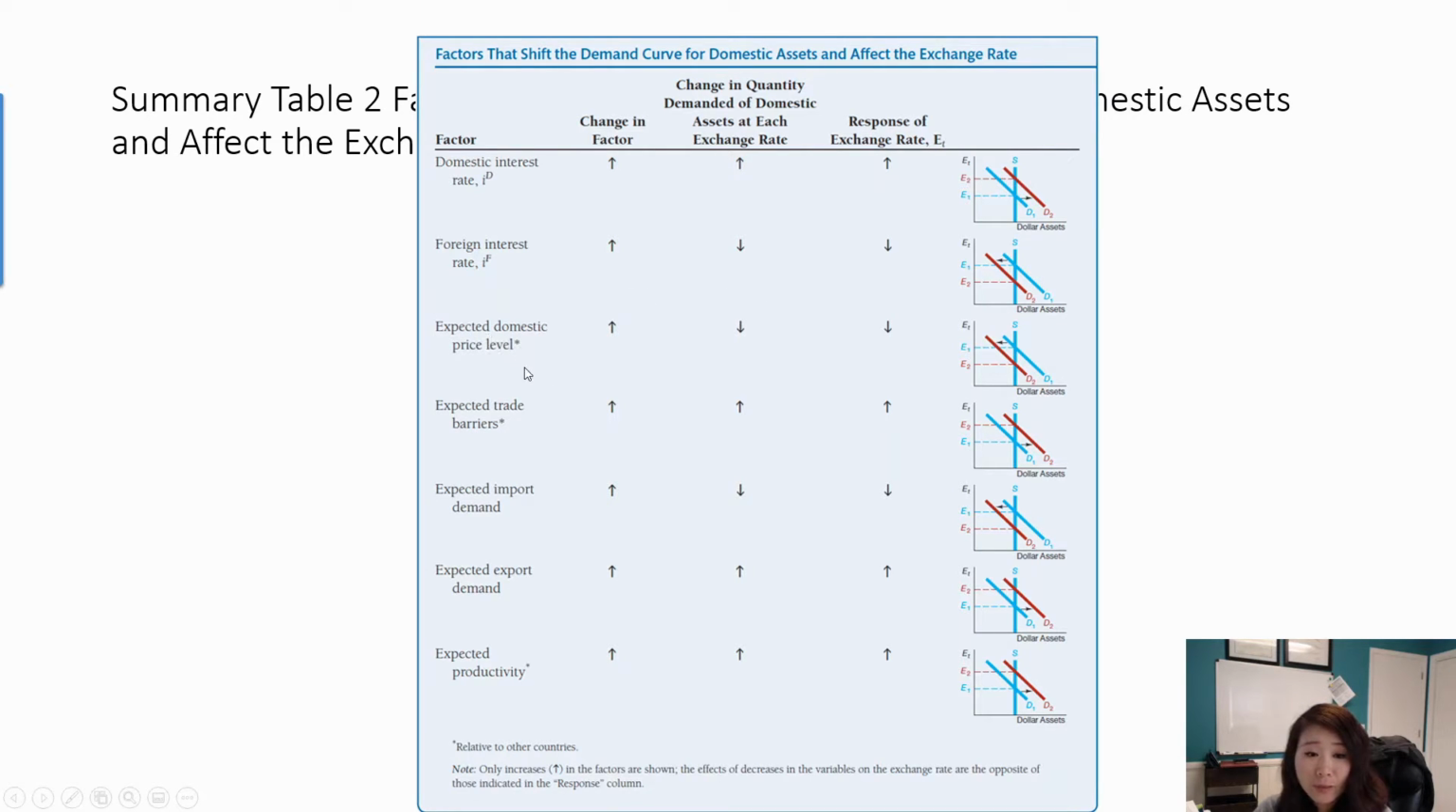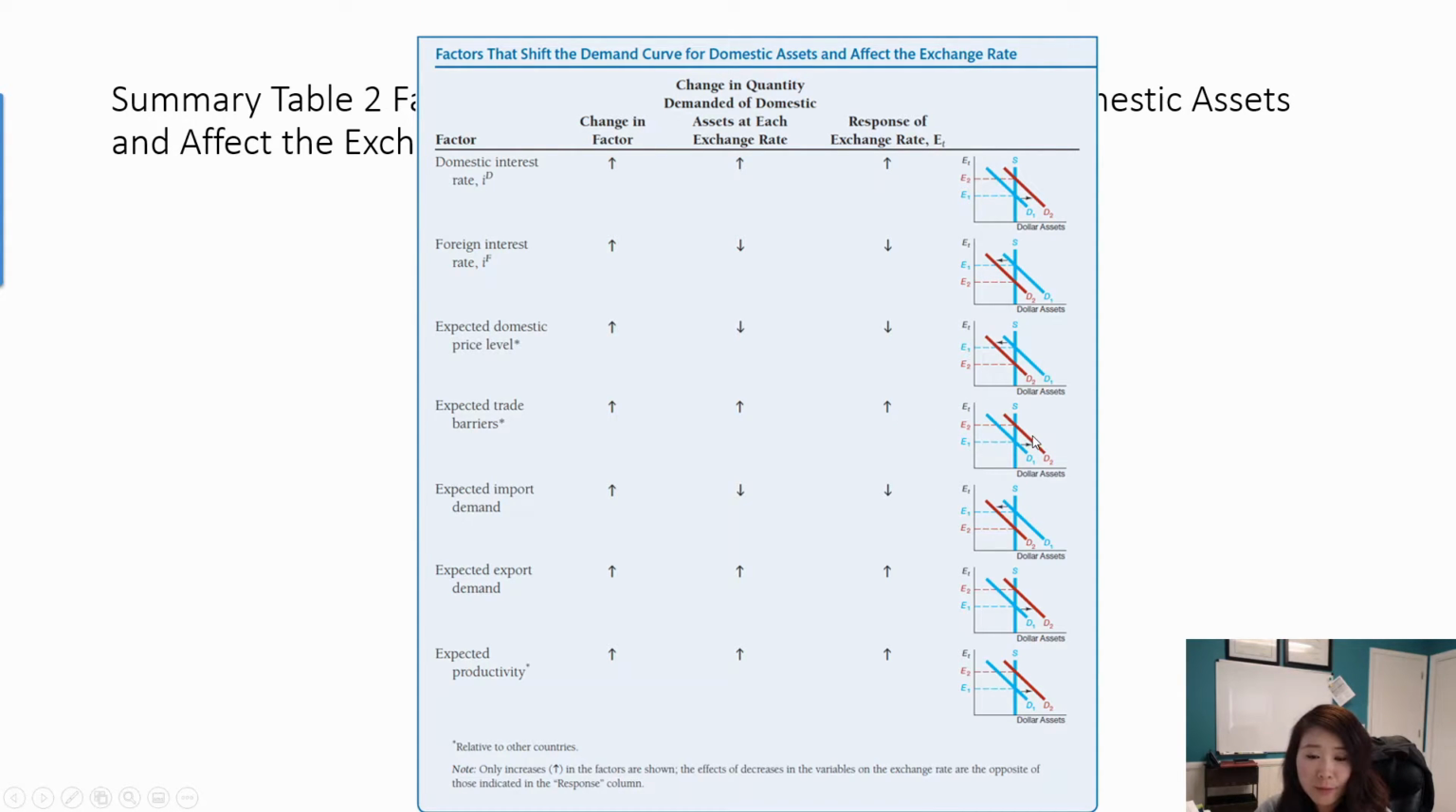Next, the expected domestic price level goes up. Which means the dollar gets less, and goods in the United States will become more expensive. The demand for domestic goods will decrease. That's why the curve will shift to the left, and the exchange rate will go down. Then, the trade barrier goes up. People will no longer be free to buy foreign goods. So that's why the demand for domestic goods and assets in the domestic market will increase, and the curve shifts to the right.